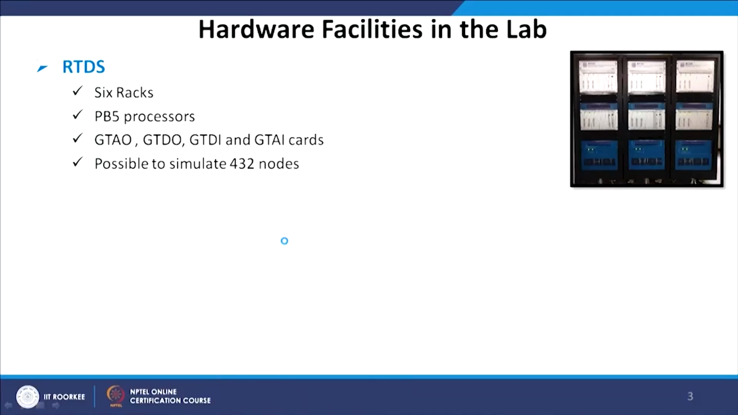Now, let us understand what devices are currently available in the smart grid laboratory. For hardware facilities, we have an RTDS of 6 rack, PB5 processor, GTAO, GTDO, GTDI and GTAI card based. And a very important part: the RTDS can simulate a system of a maximum of 432 nodes.